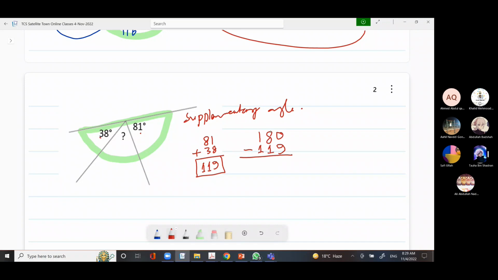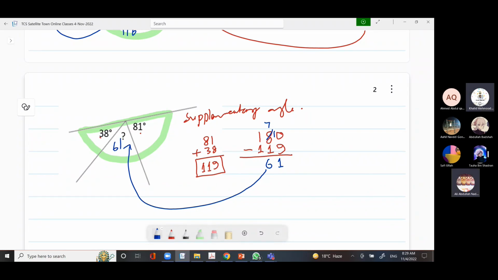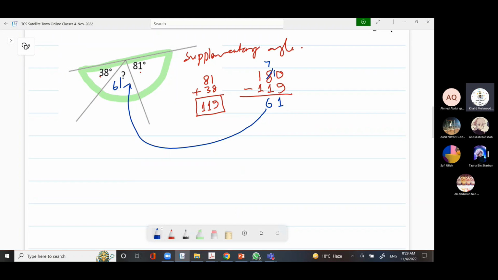Now we'll check it out. Yes, we'll subtract, we'll carry 1 because 0 minus 9 was not possible. We'll carry and it becomes 7, then 1. 7 minus 1 is how much? 61. Sahil is right, and that is the answer of this one. So this is 61. You're right.